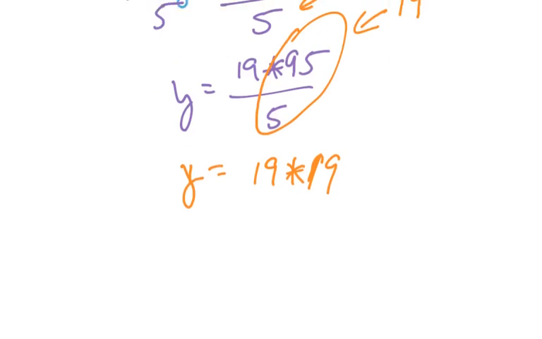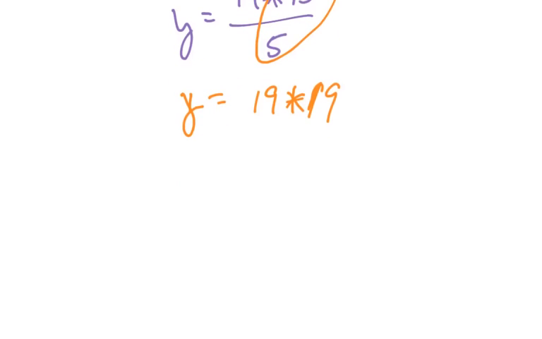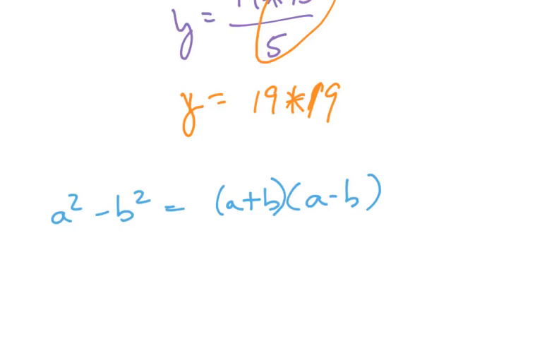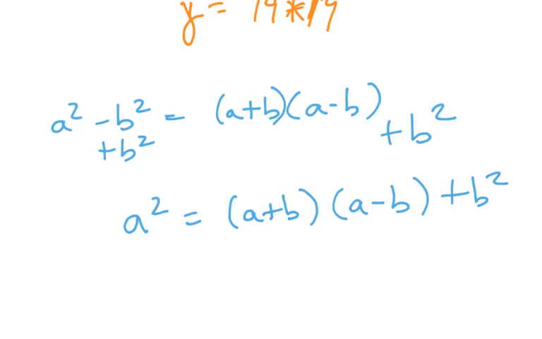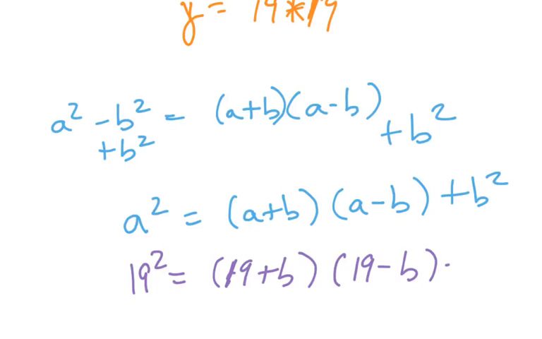Now, you can do this the old school way of multiplying 19 times 19, but we've recently discussed the difference of squares, which is a squared minus b squared equals a plus b times a minus b. And a very cool application of this is that if I add b squared to the other side, I can use this to easily solve anytime you have to square a number. So what I mean by that is if I want to know what 19 squared is, I just plug in 19 plus b times 19 minus b plus b squared.